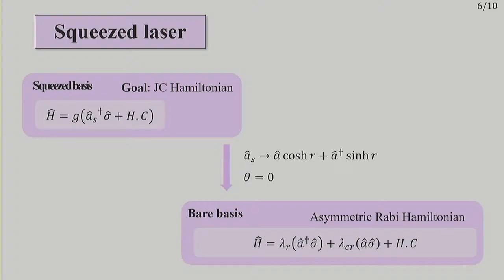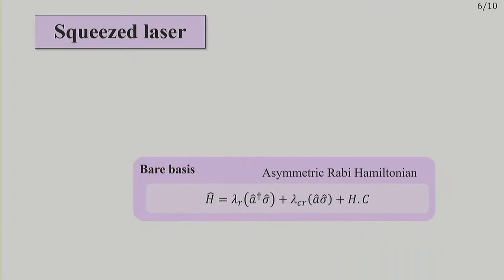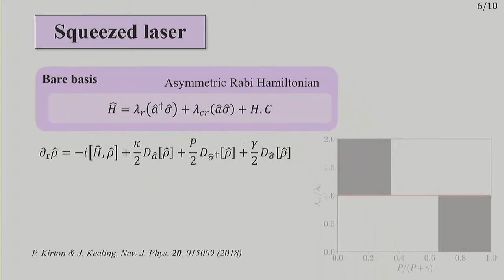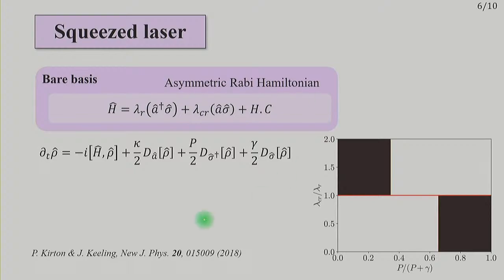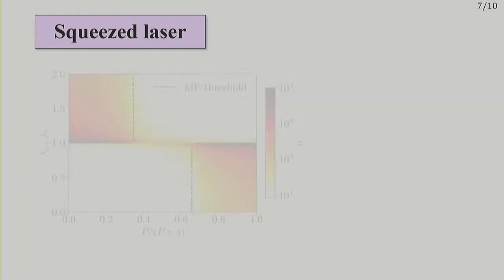Which is a Rabi Hamiltonian, but with different coupling strengths for the co-rotating and the counter-rotating terms. So let's just add incoherent processes to this Hamiltonian: photon decay, pumping of the qubit, even spontaneous emission. And what I get from the mean field derivation is that there exist two regions of lasing over here, okay? Well, let's see how the light is emitted in these regions.